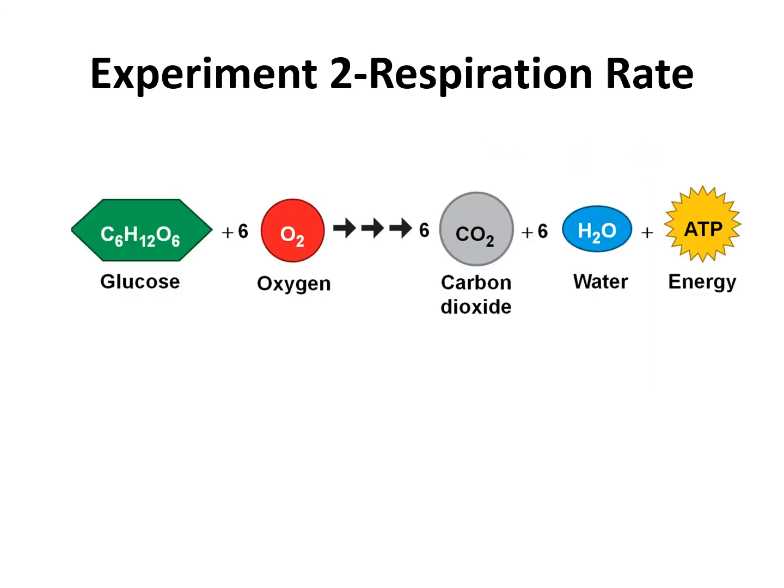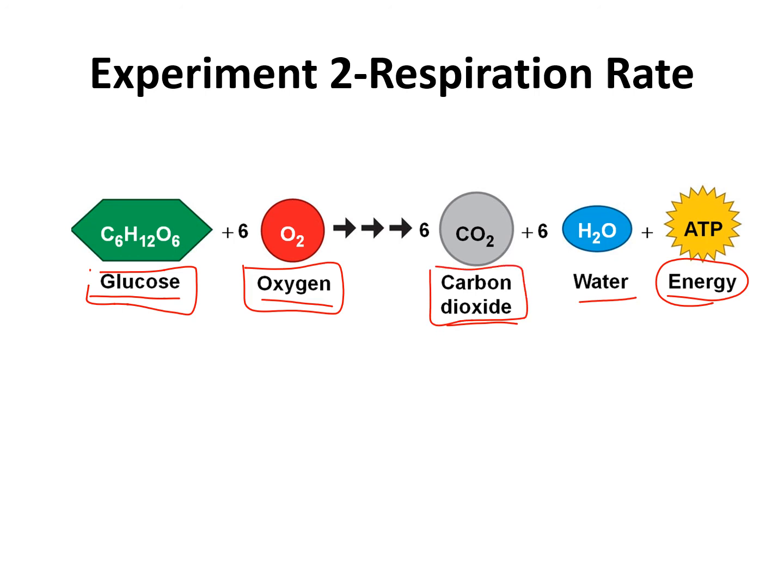In another experiment, you will be looking at respiration rate. And remember, the equation for respiration is glucose and oxygen is needed to produce energy, and the waste products are carbon dioxide and water. So in this case, when you're trying to determine if respiration is occurring or not, you can look at the reactants to see if they decrease over time, or you can look at the products to see if they increase over time, which would indicate that respiration is occurring.